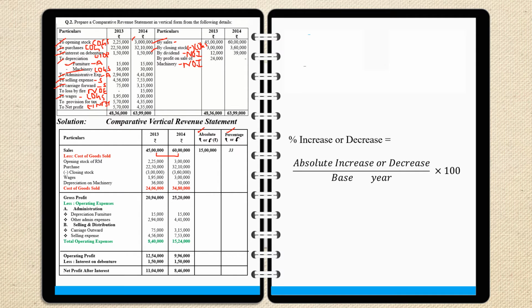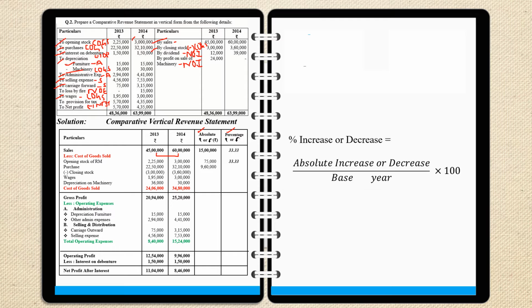देयर विल बी थ्री पॉसिबिलिटी. Number one, there will be no change. Number two, there may be increase, और number three, there may be a decrease. तो फर्स्ट चीज अगर हम देखते हैं, सेल्स को कंपेयर करते हैं, 2014 सेल्स आई एम कंपेयरिंग विद द सेल्स ऑफ 2013. सो आई क्लियरली से देयर इज ए इंक्रीज ऑफ 15 लाख रुपीज. सो इंक्रीज कर लो 15 लाख. देन आई नीड टू कैलकुलेट द परसेंटेज.